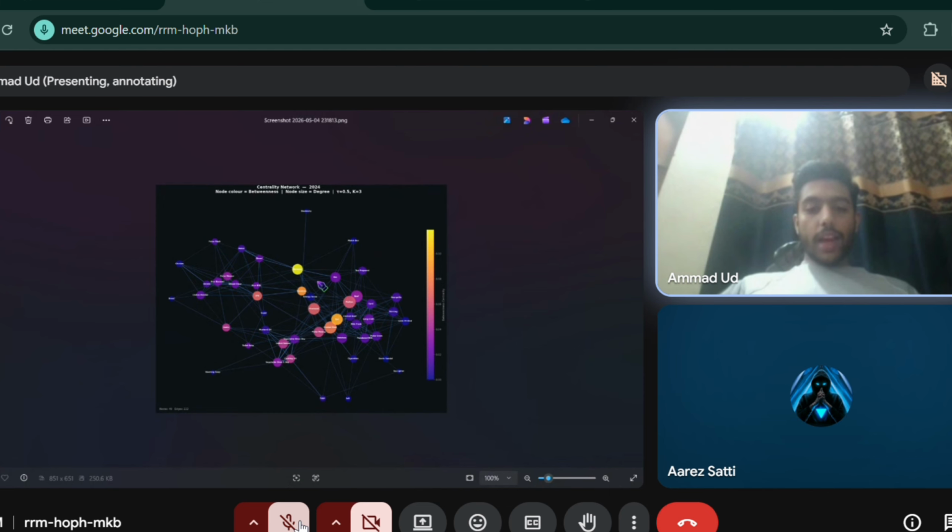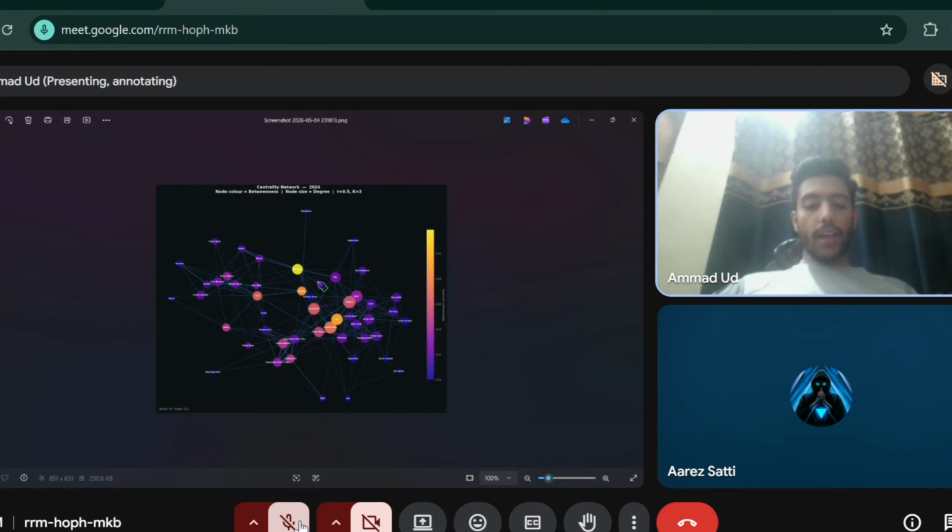First graph is the centrality network for 2024. Each node is a commodity item. Node size shows degree centrality, how many items it co-moves with. Node color shows betweenness centrality, how often it acts as a bridge between other items. Bananas is the brightest yellow node, meaning it sits on the most shortest paths in the network. It's the single most critical inflation transmitter in 2024. Remove it and the network breaks apart.